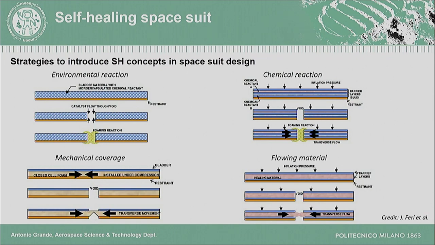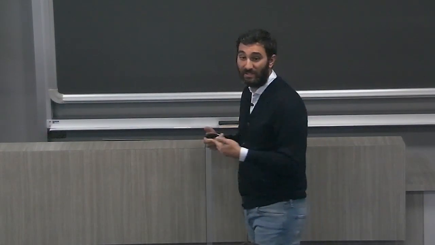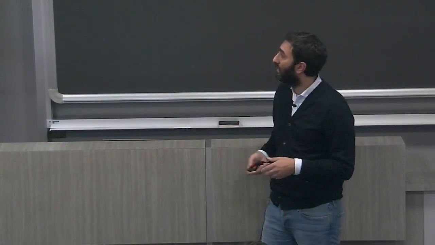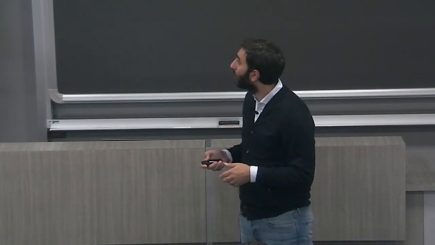We have also two other approaches. Mechanical coverage, where a pre-compressed elastomer is inserted inside the material. When the damage arrives, the material relaxes, enclosing the hole. And then we have a flowing material approach, where a material, during the damage, activates all the mechanisms for healing and flows inside the damage, sealing it. And this one is the one that we selected for our research. So we selected this strategy for self-healing for our spacesuit application.